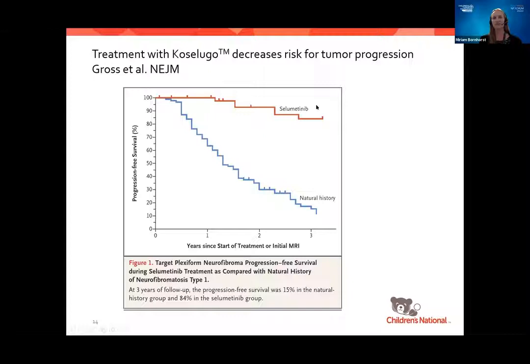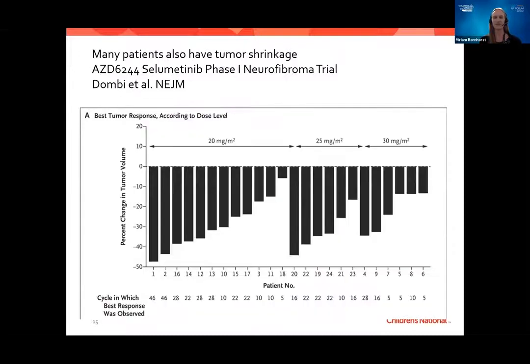This is something that was published with the data for this study in the New England Journal of Medicine that shows, for the normal progression of a neurofibroma, so natural history, what you would expect to see over a 3-year period of time, but then what you see with the selumetinib treatment. So it's definitely decreased in patients who are taking the medication.